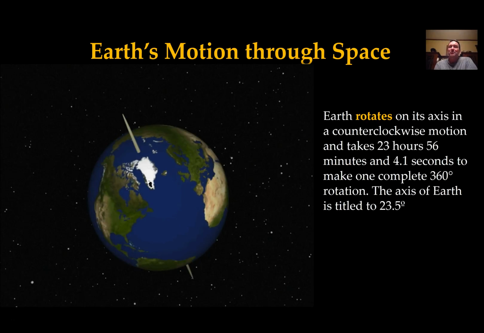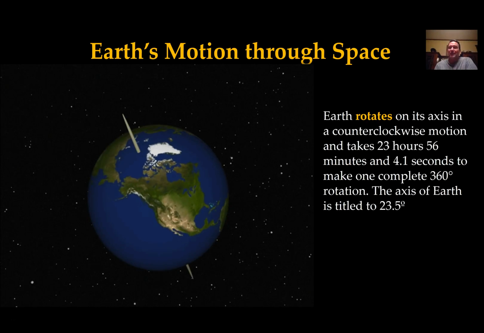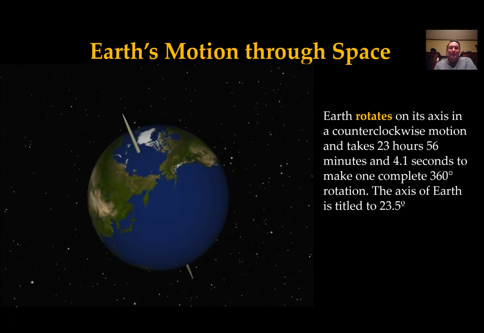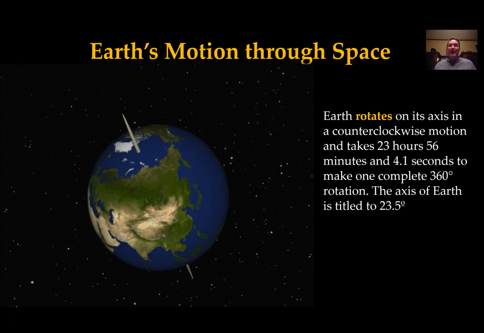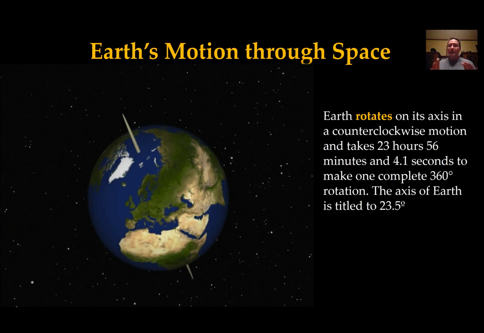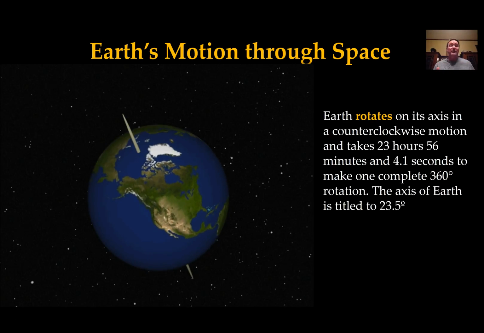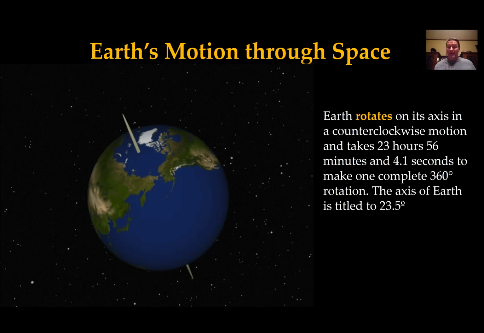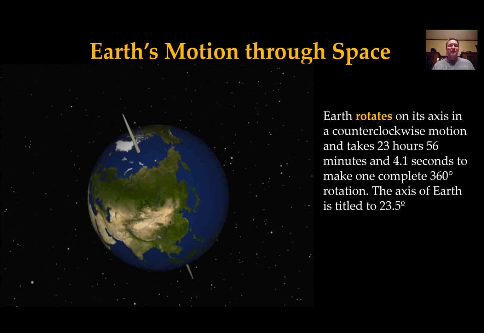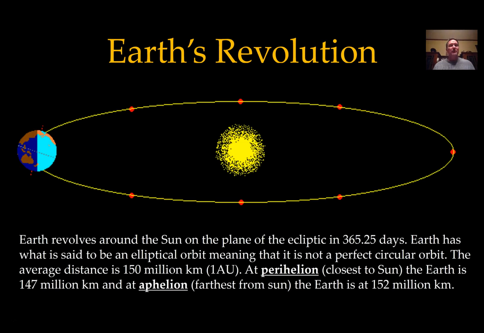Now, that's pretty interesting, and we're going to explain that in a later lecture. Then why do we have a 24-hour day? So don't worry about that right now. Just get down these basic motions and understand whenever you talk about rotation, we're talking about spinning on the axis. Whereas whenever you start talking about revolution, revolution is the orbit around the sun.